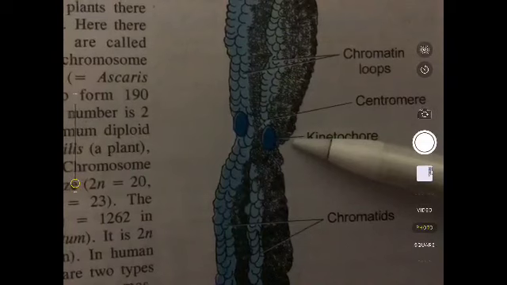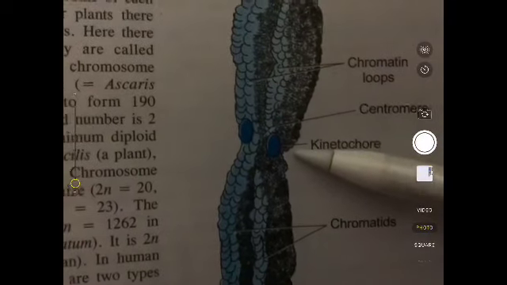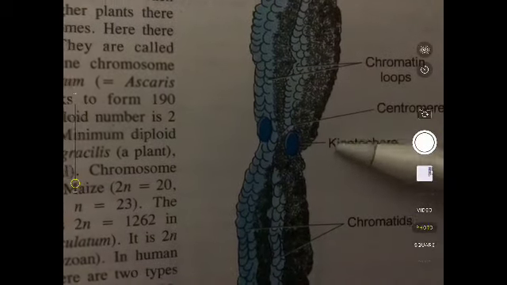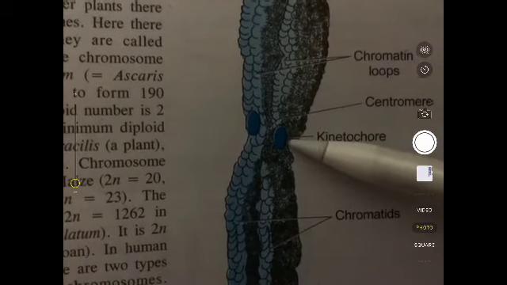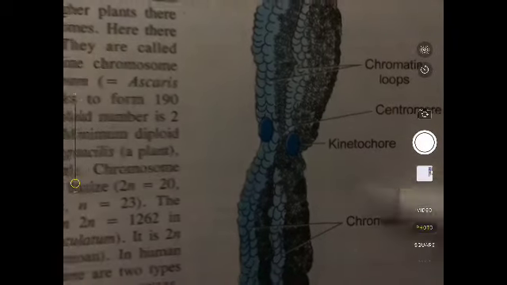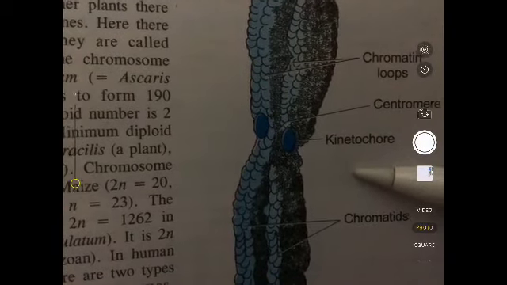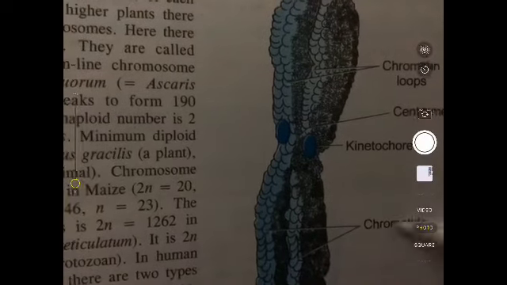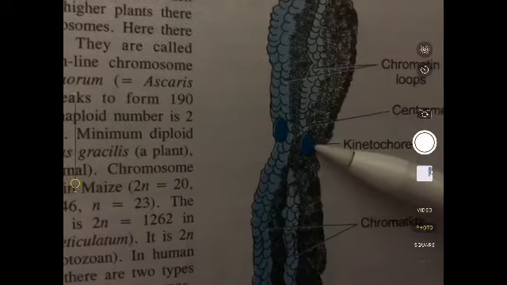The central part is called the centromere, which is the primary constriction, and chromatin loops are there, and the centromere has two plate-like structures, very small disc-like structures. These are called kinetochore. And after this I want to tell you that on the basis of this constriction, the chromosome is divided into different types.